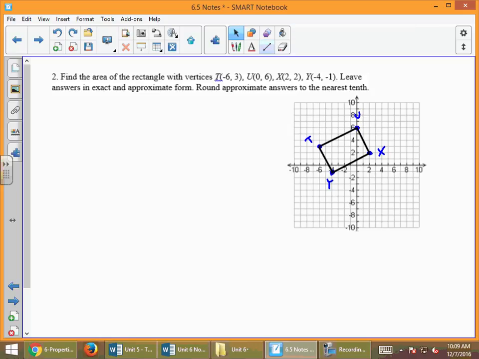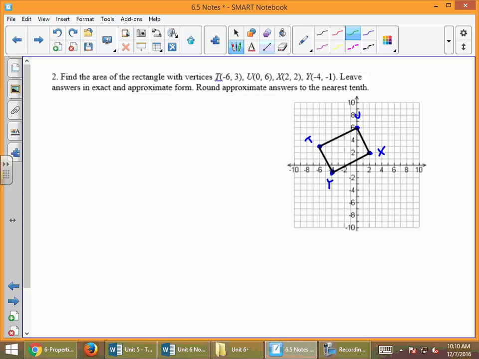Now, we're asked to find the area. How do you find the area of a rectangle? You guys all know this formula from your childhood. Base times height, very good. The formula for area of a rectangle is base times height. Very good. So we're going to do that.